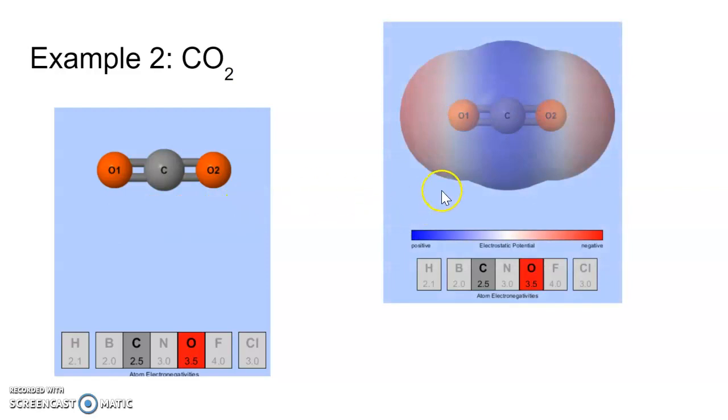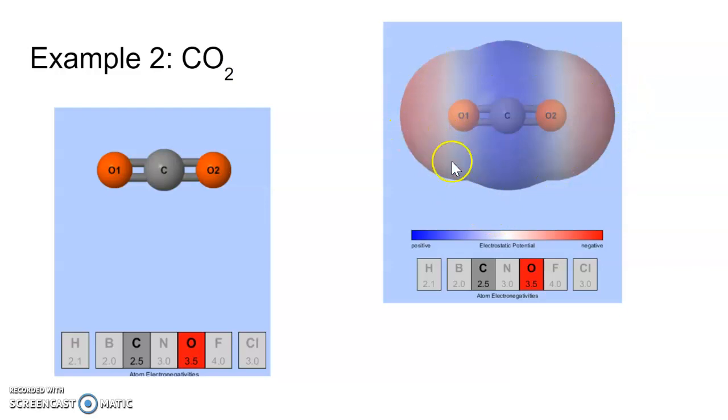And this is pretty confirmed by the electrostatic potential map. Now you'll notice this is not as perfect as our N2 molecule that we looked at earlier. There's slight areas of red and slight areas of blue. But overall, this would be considered a non-polar molecule.